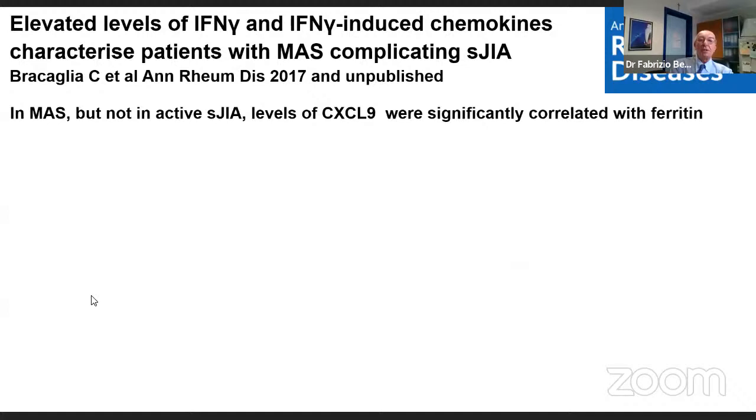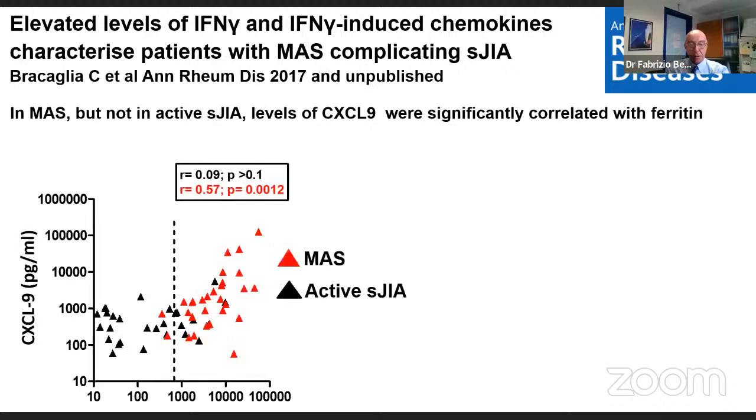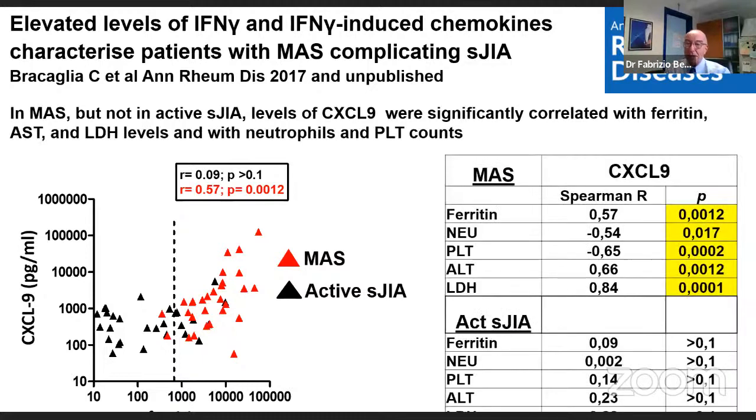I think we have. This is a paper that was published by our group, plus more additional data, showing that actually level of CXCL9 were really significant increase during MAS, but not during active SGIA, and they do reflect interferon gamma production. Here you see the data in MAS and in active SGIA, and you see there is a very tight correlation, increase of CXCL9 and a very tight correlation with ferritin levels during active MAS, but not during active systemic JIA. And this is true for CXCL9 for the correlation with the number of the typical parameters of the patterns that we have described before, including ALT, LDH, platelet counts, and neutrophil count. Again, showing that CXCL9 increase reflects specific abnormalities of the pattern of hyperinflammation.